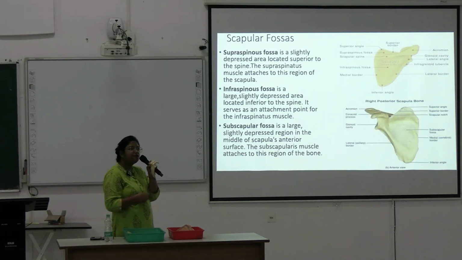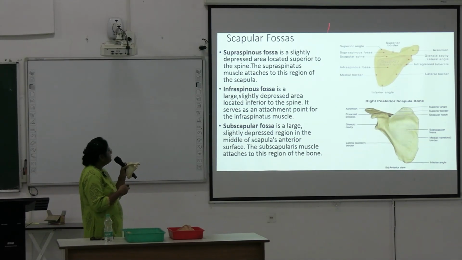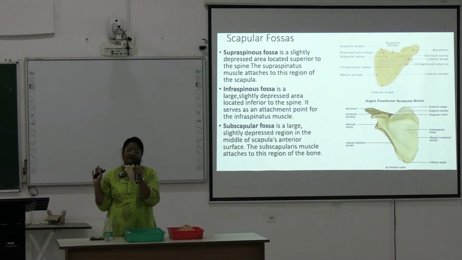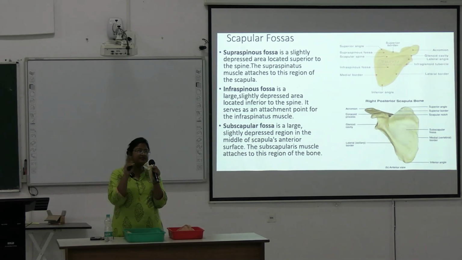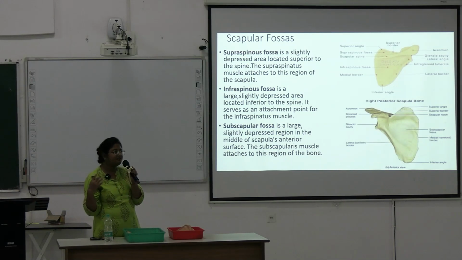Now, we go to the fossas. 3 fossas are there. Everything is almost 3 in number except the surfaces. Surfaces are 2, costal and dorsal surface. Rest of the things all are 3 in number for the scapula. 3 angles, 3 borders, 3 fossas, 3 processes like this.